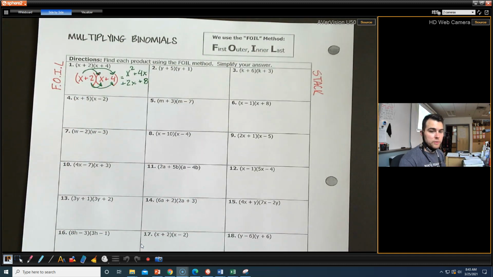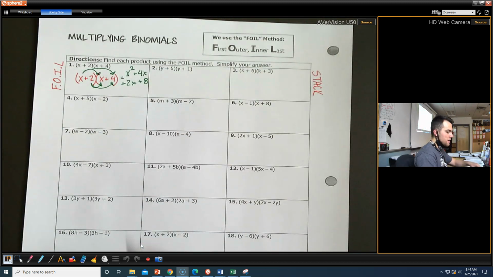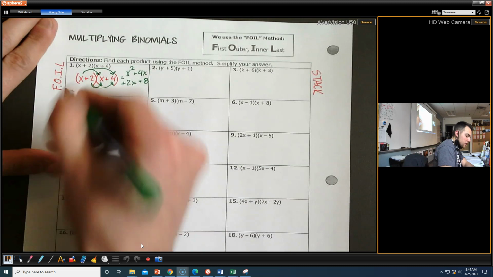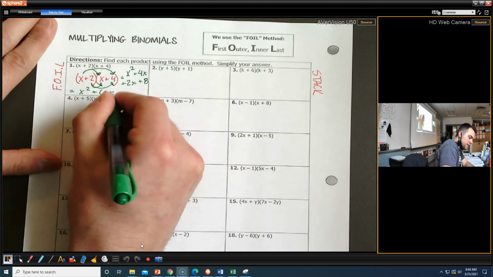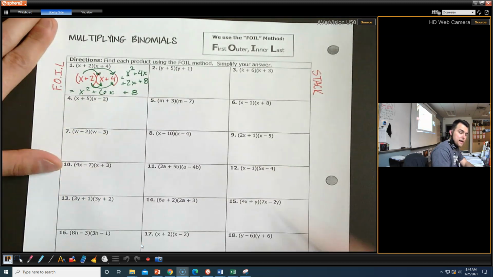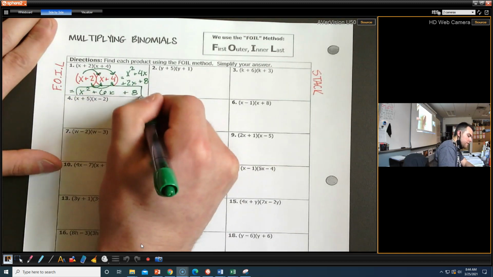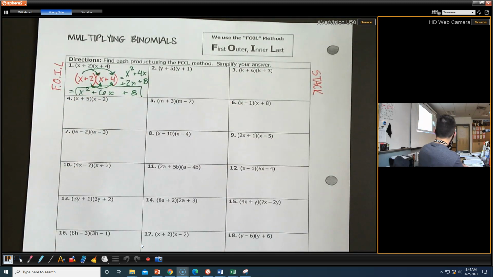Once I've done my multiplication, then I look and see, can I combine any like terms? And what say you, Algebra 1? Can we combine any like terms here? Yes, we could do the 2x and the 4x. So my final answer would actually be x squared, 4x plus 2x is 6x, and then plus 8. And that guy is finished. That is the FOIL method.